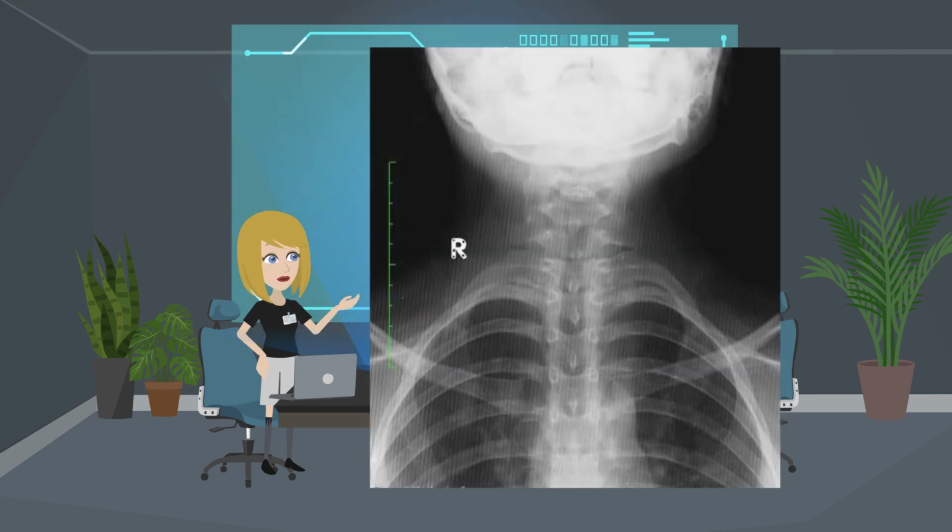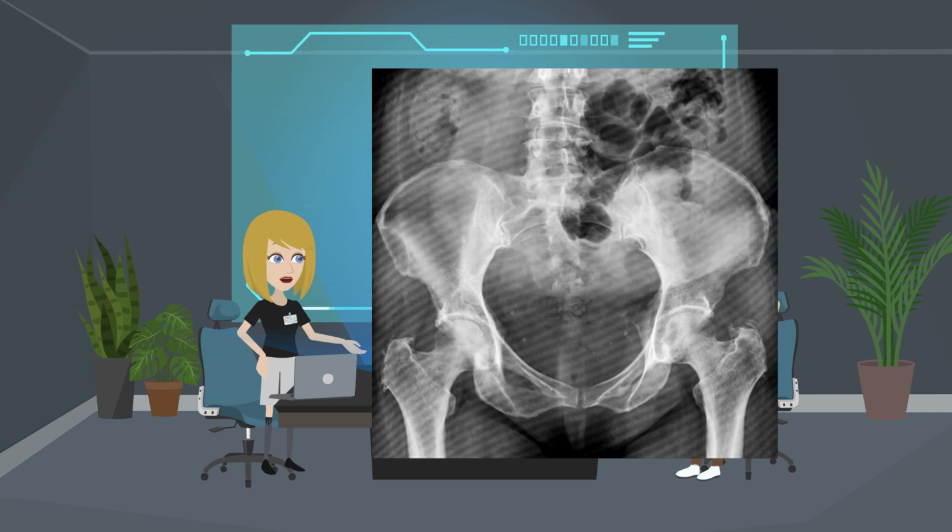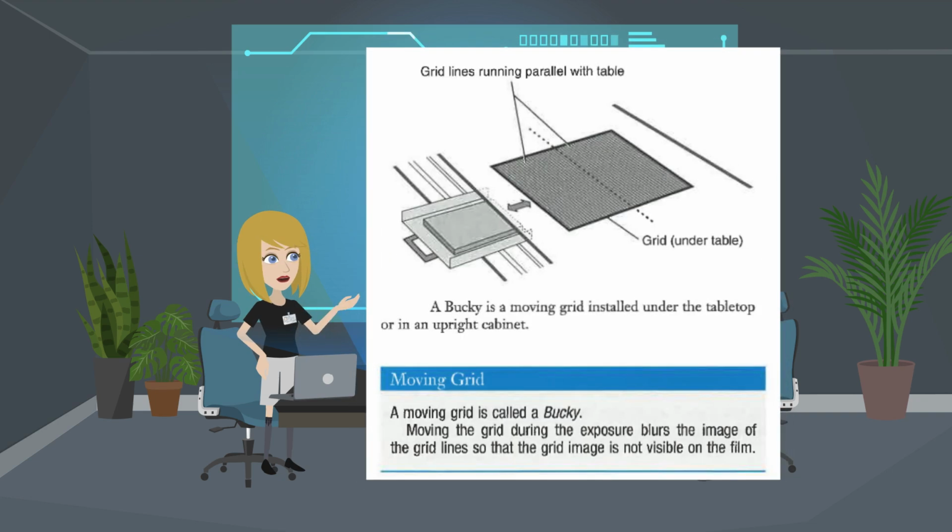Because the grid absorbs some useful radiation, the X-ray includes an image of the grid itself. Grid lines that appear on the image can reduce recorded detail. Two methods are used to prevent grid lines: the use of a moving grid or the use of a grid that has a very high frequency.